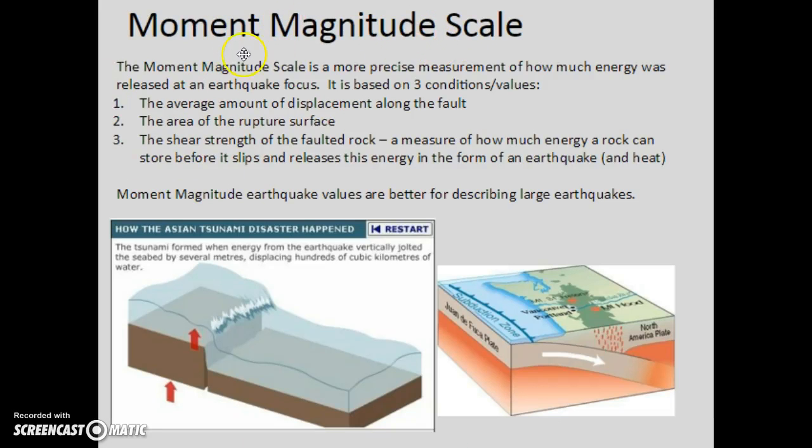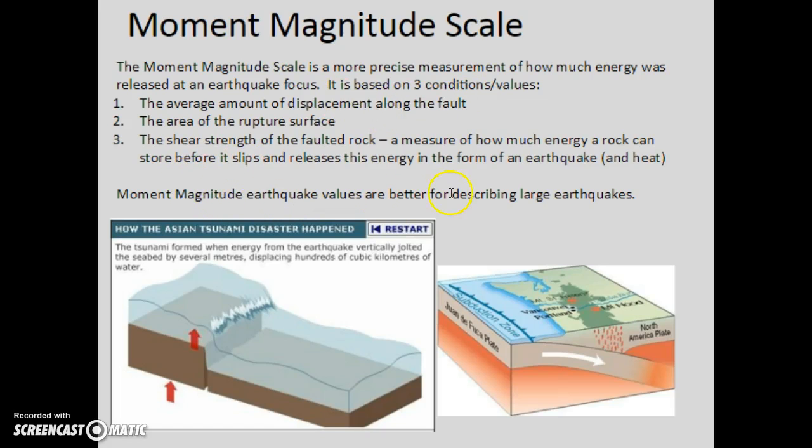The moment magnitude scale is a more precise measurement of how much energy was released at the earthquake focus. It's based on three conditions: the average amount of displacement along the fault, the rupture surface area, and the shear strength of the faulted rock, a measure of how much energy a rock can store before it slips and releases the energy in the form of an earthquake. So really number 3 is kind of like saying we can insert Richter in here. The energy, the rupture surface area, and the displacement location along the fault.